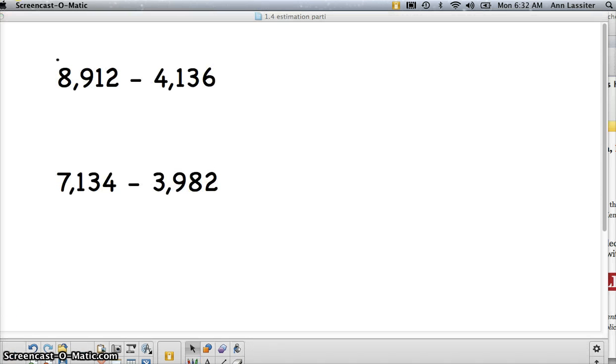Actually, one more thing. I'd like you to try these following two subtractions with front-end estimation with adjustment. Good luck. We'll go over the answers tomorrow.